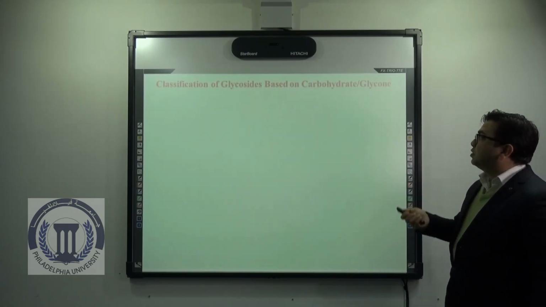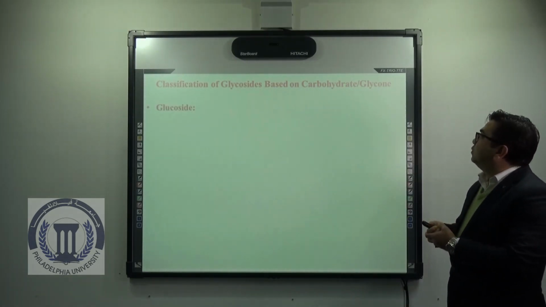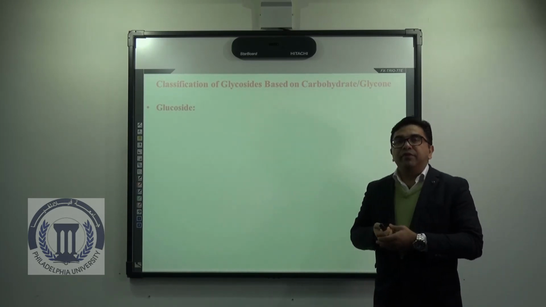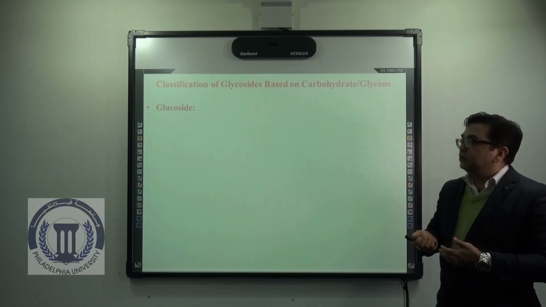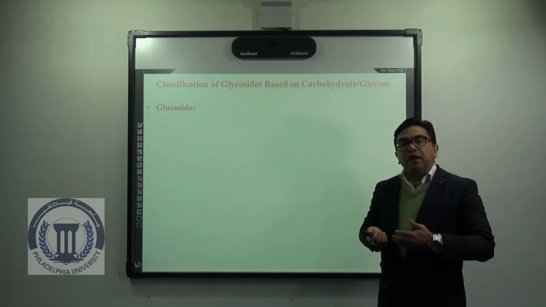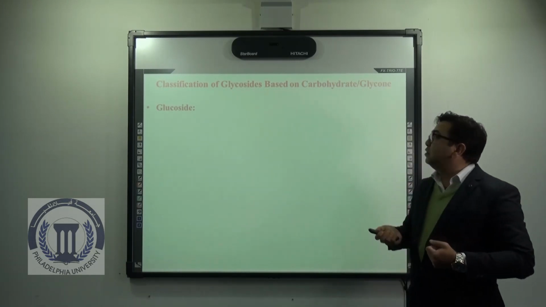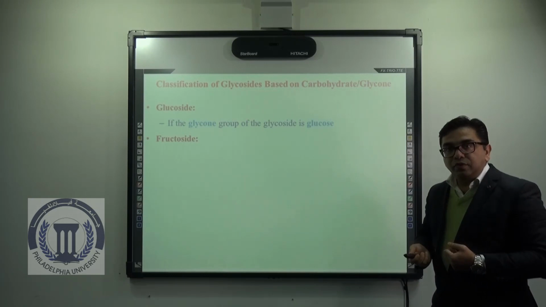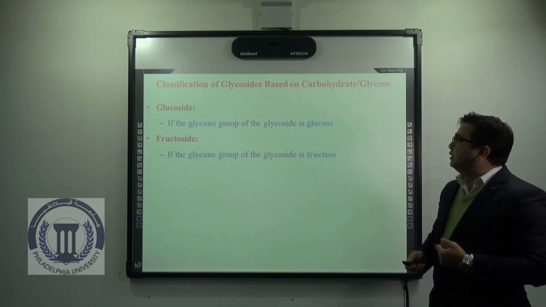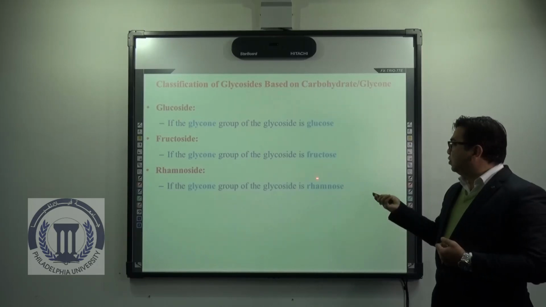Now coming to the classification of glycoside based on carbohydrate moiety. So we know there could be different types of sugar like glucose. When the glycon part is glucose in a glycoside, we call them glucosides. If the glycon part is fructose, we call them fructosides. If the glycon part is rhamnose sugar, then we call it a rhamnoside.